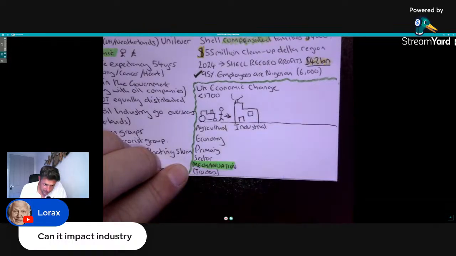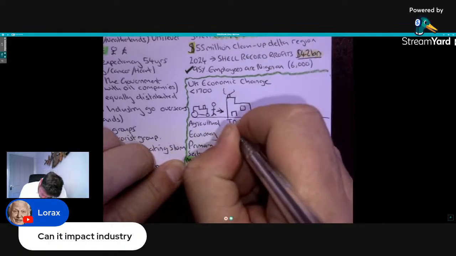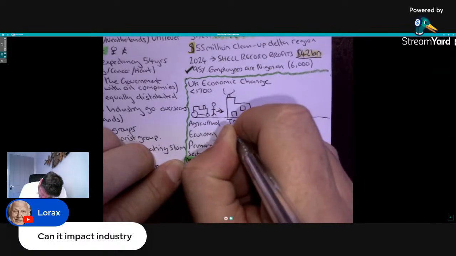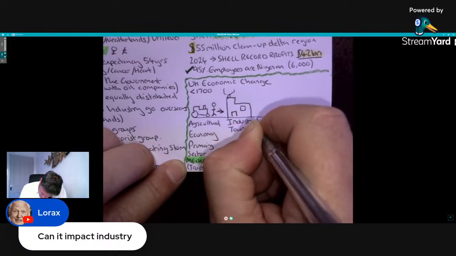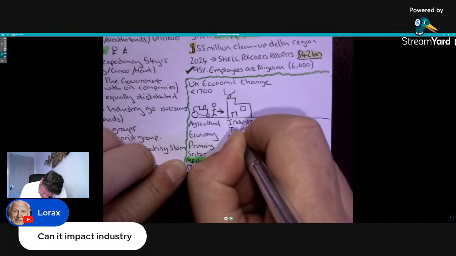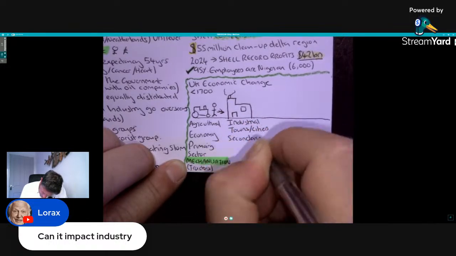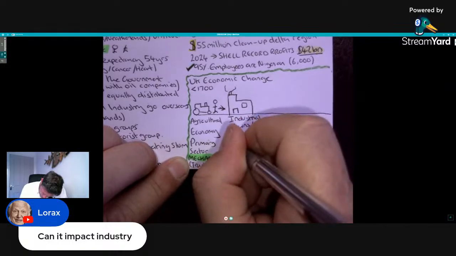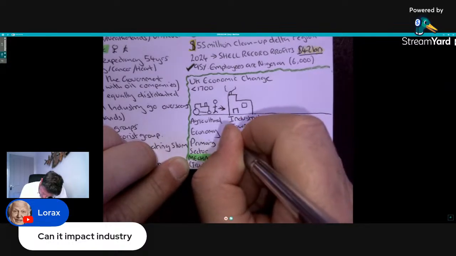Let's carry on our little timeline here. Industrial towns and cities, where there was a lot then of secondary industry. Lots of manufacturing was going on in the UK during the Industrial Revolution. So there were lots of secondary jobs.